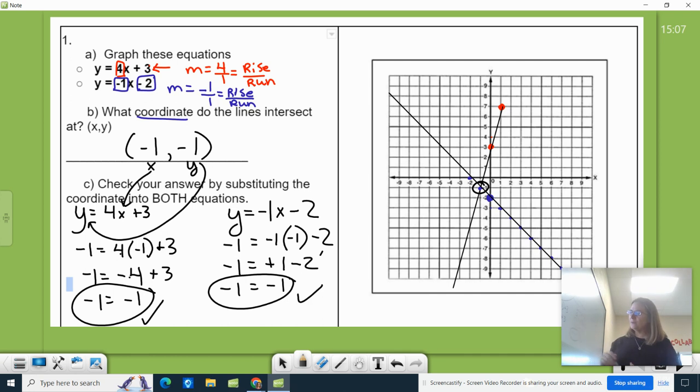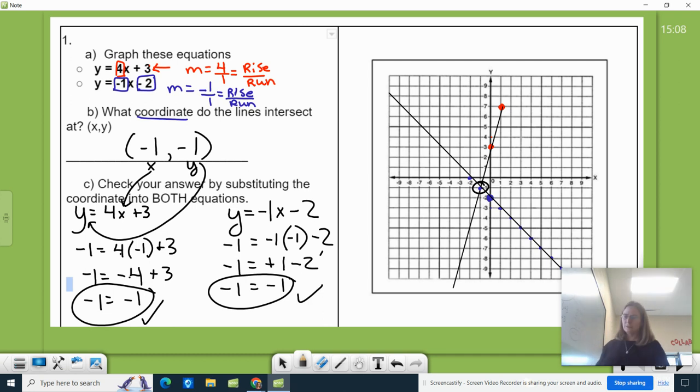So if I've done this problem correctly, I'll get -1 equals -1, and I know that I've done it correctly. If I didn't do it correctly, it might say something like -1 equals 2 or -1 equals 5. Well, -1 can never equal 5. It can never equal another number other than -1. So if you've done it incorrectly, you will not have -1 equals -1. You'll have -1 equals something else.